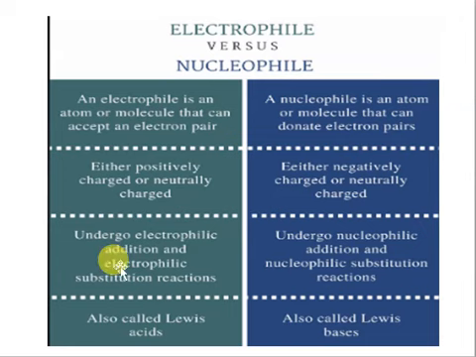So the electrophiles undergo electrophilic addition or electrophilic substitution reactions. Similarly, nucleophiles undergo nucleophilic addition or nucleophilic substitution reactions, right? All electrophiles are known as Lewis acids, and all nucleophiles are known as Lewis bases.